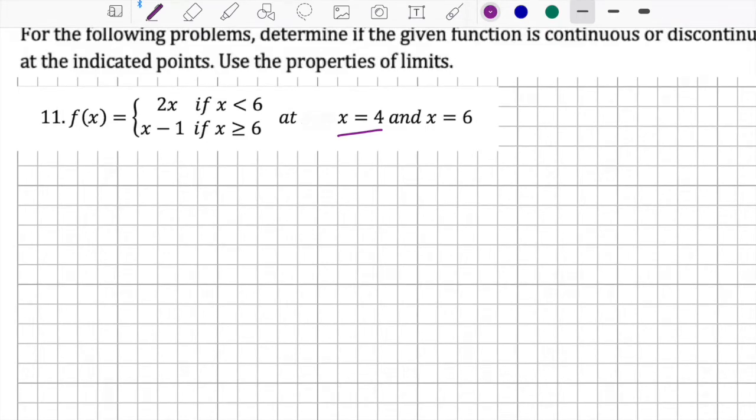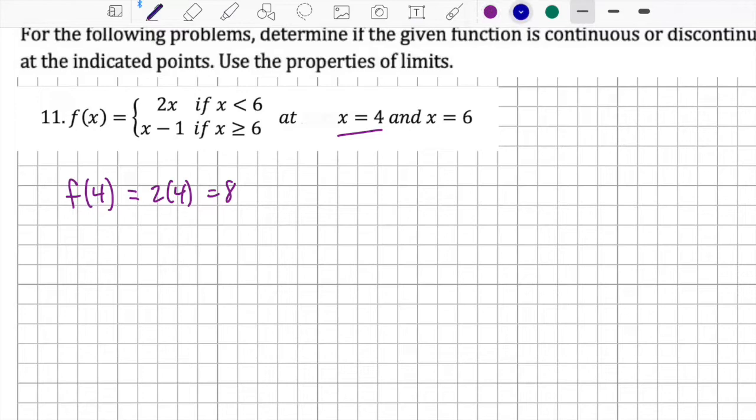So the first thing we need to check, is it defined at x equals 4? What is f of 4 equal to? Before that, we need to look at these key points right here. Our key point, which is 6. So 4 is less than 6, so that means I have to plug it into this function. If I plug it in, 2 times 4 equals 8. Yes, it's defined.